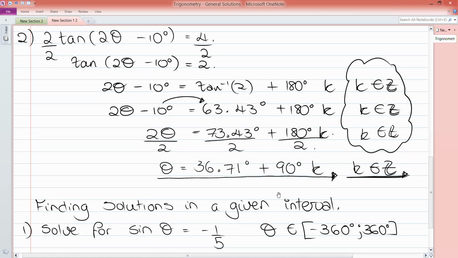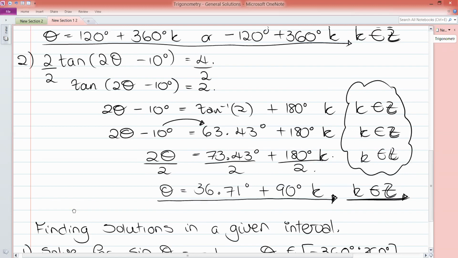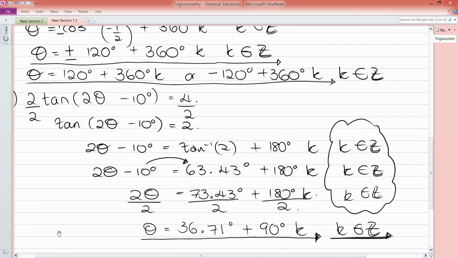Ma'am, why do we divide everything, like the 180k also, by 2? For this particular graph, it wasn't theta, it was 2 theta, meaning your period is going to be smaller. Your tan graph looks something like this, with asymptotes after every 180. But whenever you multiply theta by 2, it reduces the period, so the period also has to be divided by 2. Oh, okay. Thank you.